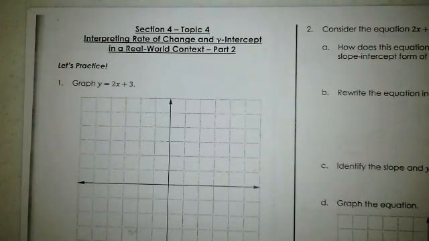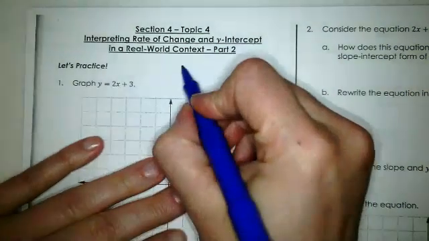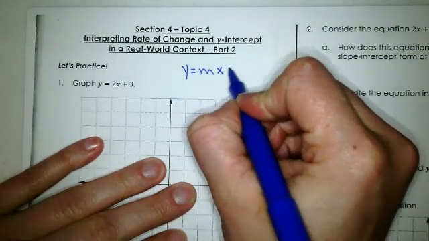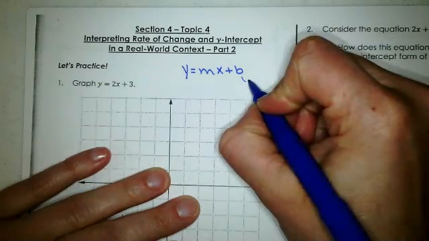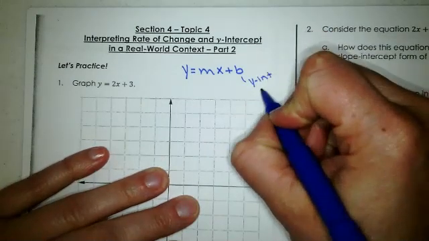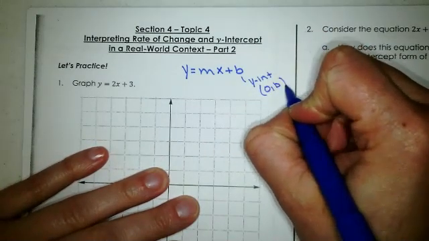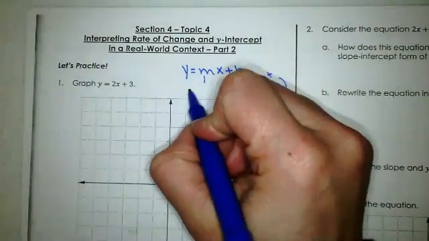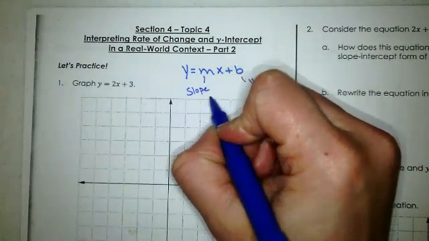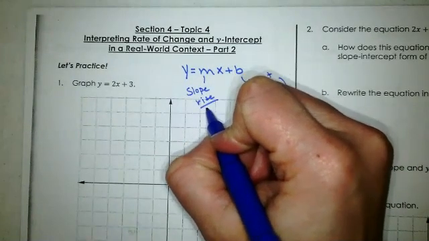In this section, we are going to create graphs out of slope-intercept form and interpret them. So keep in mind that slope-intercept form was y equals mx plus b, where b is your y-intercept, it's the ordered pair 0, b, and m is your slope. It is your rise divided by your run.